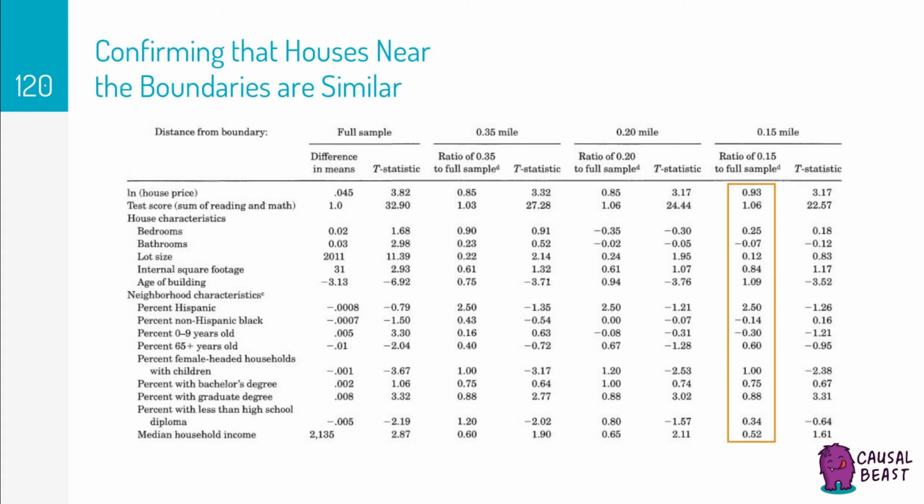This is Table 3 from Black's paper, which shows that houses on opposite sides of the boundary do become similar when the sample is reduced to houses that are close to the boundary.